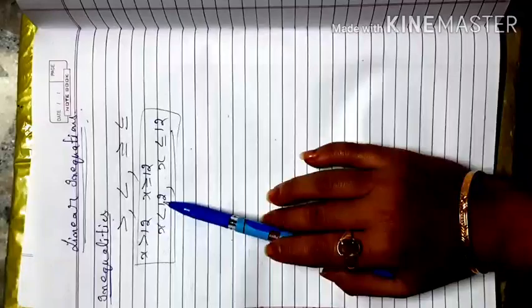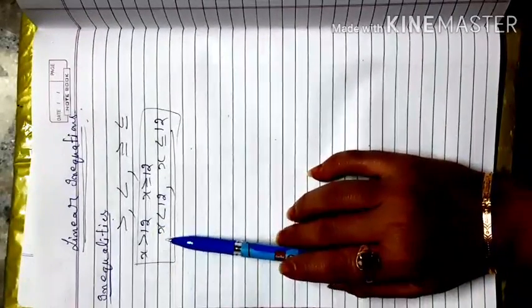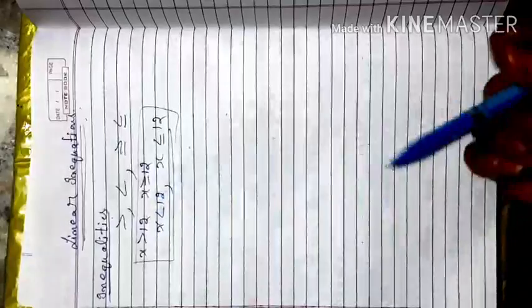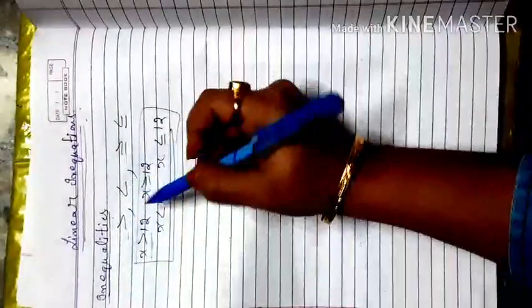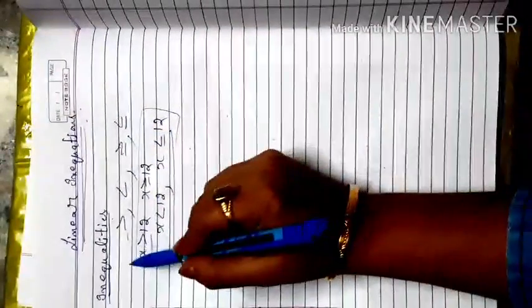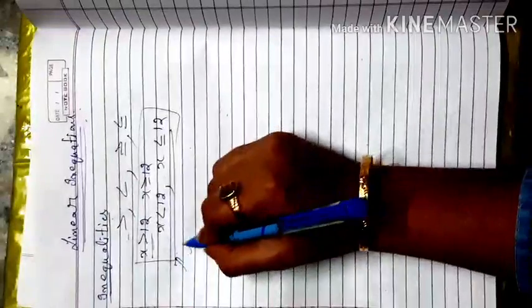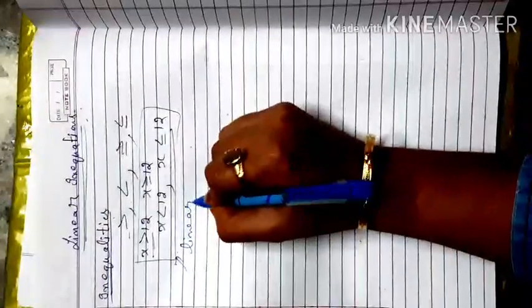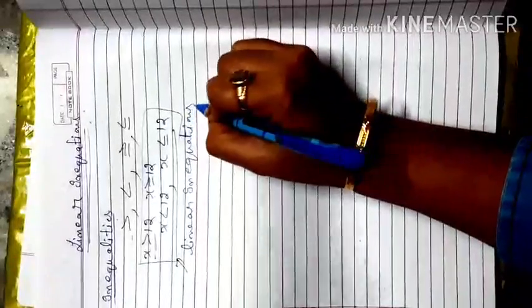Okay, so when an equation is written in this form, like x greater than 12, that means x is greater than 12, and we call it a proper inequation form. These are the inequality signs: greater than, less than, greater than or equal to, less than or equal to. If you write the equation in this form, we call it a linear inequation.